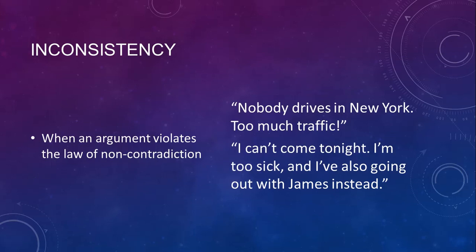I can't come out tonight. I'm too sick, and also I'm going out with James instead. Either you're too sick or you're going out. Those two things can't both be true at the same time. I hope this one's the super easy one. If you say inconsistent things that can't possibly be true at the same time, and you assert that they're both true, then you've made this fallacy.